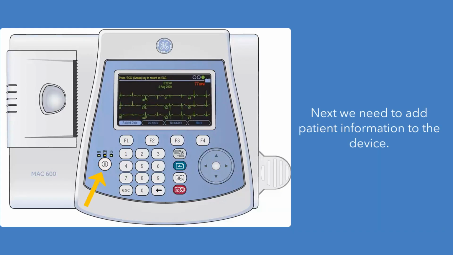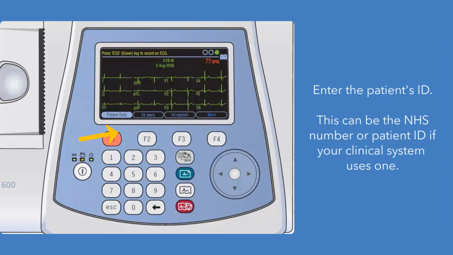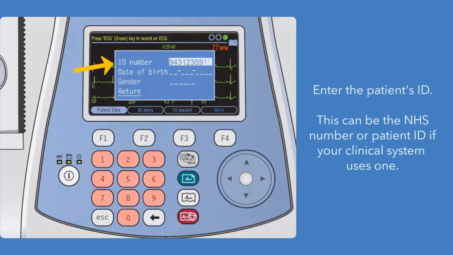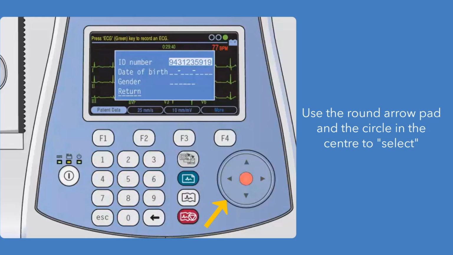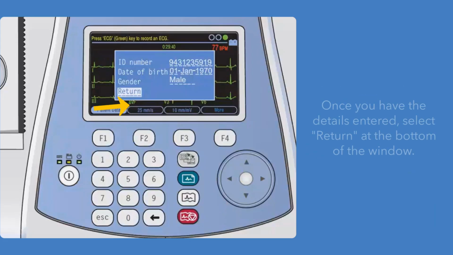Next, we need to add patient information to the device. Press the F1 button below the display. Enter the patient's ID. This can be the NHS number or patient ID if your clinical system uses one. Use the round arrow pad and the circle in the center to select. Press the middle button after the ID to move to the next box. Continue and add in the date of birth and gender. Once you have the details entered, select Return at the bottom of the window.